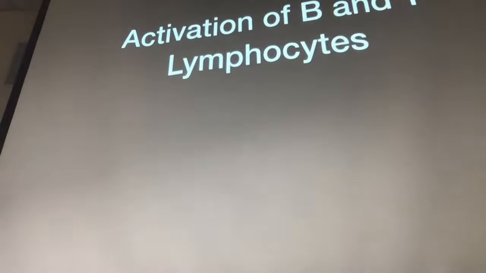Our topic today is B and T lymphocytes and the acquired immune system. We talked a little bit about B and T lymphocytes early on, and I noted that the B lymphocytes are primarily involved in the humoral response. Cytotoxic T lymphocytes are primarily involved in the cell-mediated response, and helper T lymphocytes are involved in both. Now we're going to put some details on that.